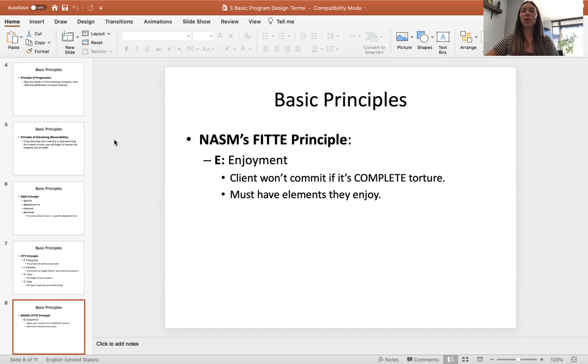So the client won't commit if it's complete torture. Think about that. If it's awful and they hate it and it's super hard, why are they going to want to do it? So you have to find a way to reach your client and have the proper progression. Make sure that they have some enjoyment with it, whether it be music, whether someone else with you, whether you're super encouraging, saying, you got this, 5 more seconds, whatever it may be. You need to make sure that the client is somewhat enjoying it. They're getting something out of this.